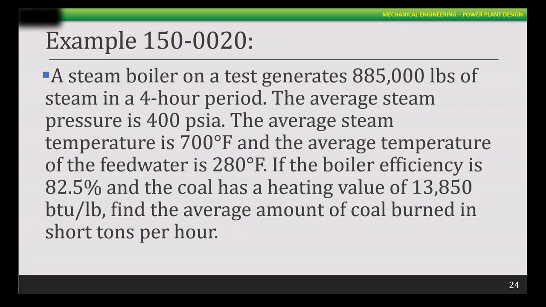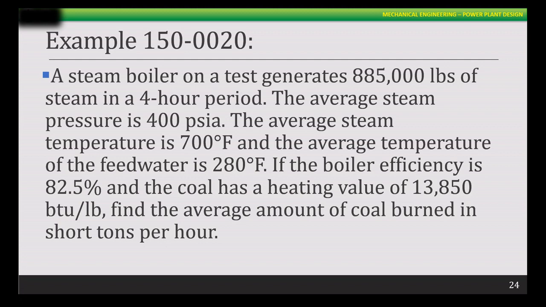So let's look at an example. A steam boiler on a test generates 885,000 pounds of steam in a 4-hour period. The average steam pressure is 400 psia. The average steam temperature is 700 degrees Fahrenheit. The average temperature of feed water is 280 degrees Fahrenheit. If the boiler efficiency is 82.5%, and the coal has a heating value of 13,850 BTU per pound, find the average amount of coal burned in short tons per hour.